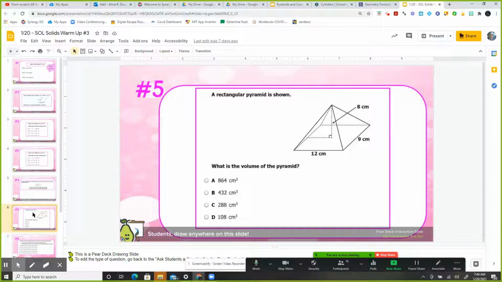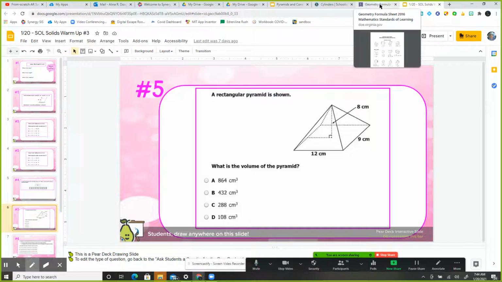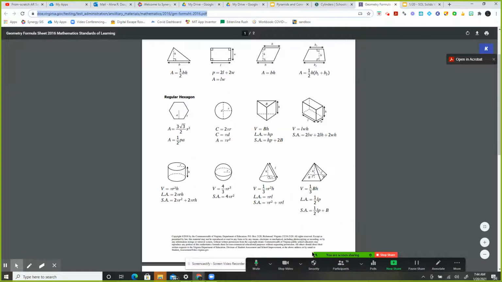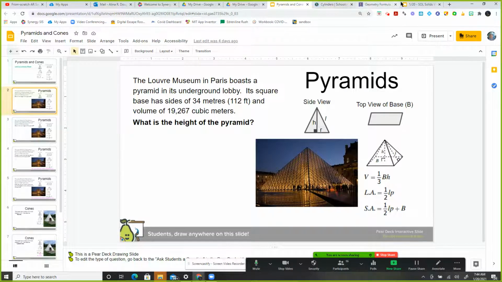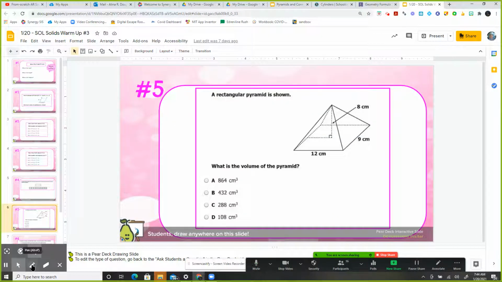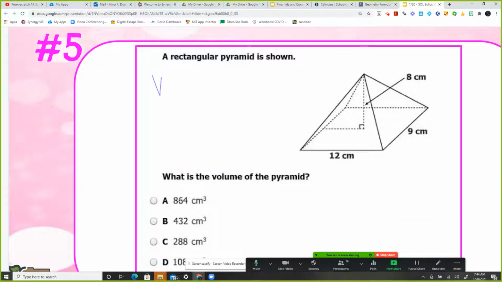Question number 6 is one of those plug and chug problems, right? You just need the formula from the formula sheet. So volume of a pyramid is 1/3 the base times the height. Now the tricky part here is that's a capital B, right? The volume is 1/3 the base times the height. Anytime you have a big B, that's the area of the base. Okay, so I want this whole base, not just one side of it, but the whole area inside.